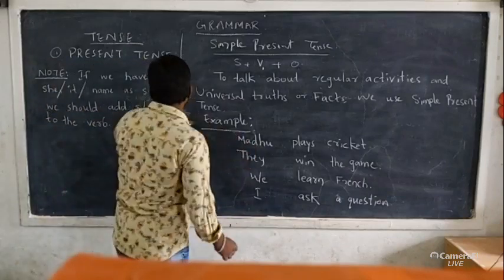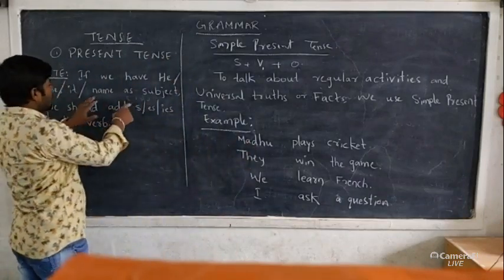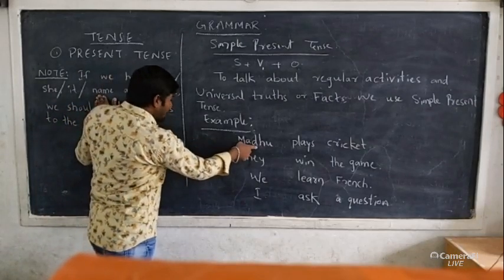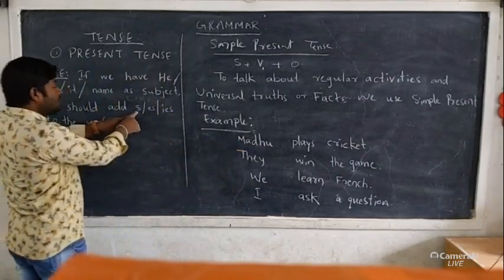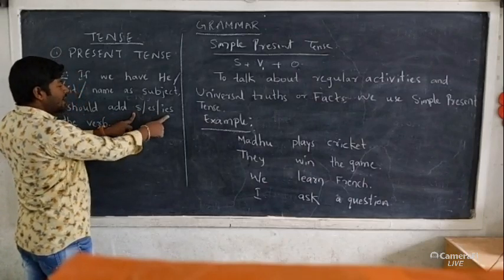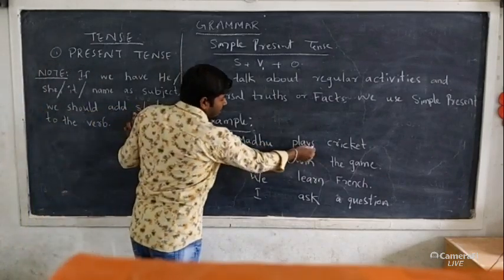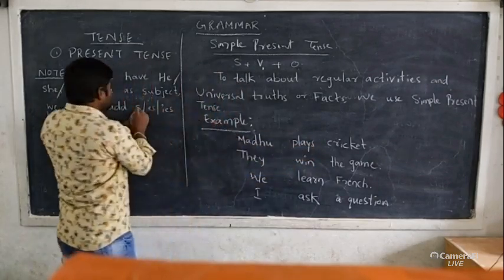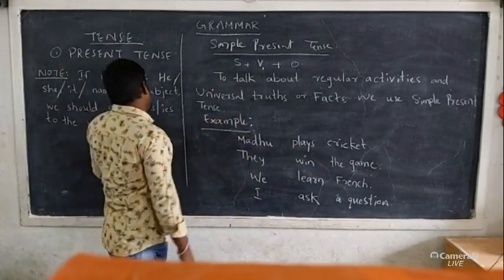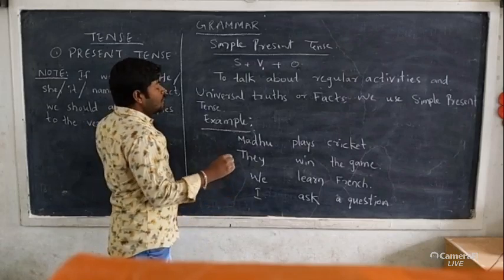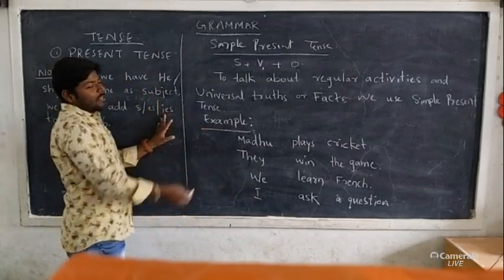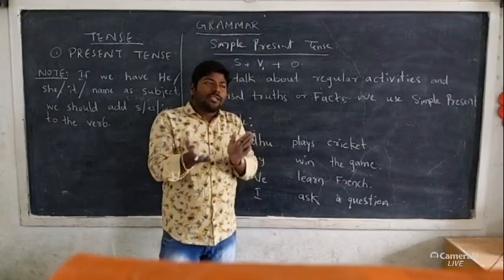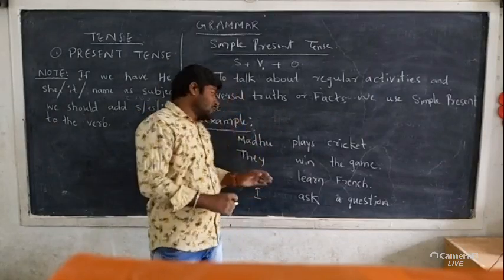Here Madhu is a name. Here we have a name. So we got Madhu as the subject. At that time we should add s or es. So plays, if we mention s, it will be meaningful. Then I have written s after play. Sometimes we can mention s, sometimes es, whichever is suitable. Sometimes s is suitable to the verb, es is suitable to the verb, ies is suitable to the verb.